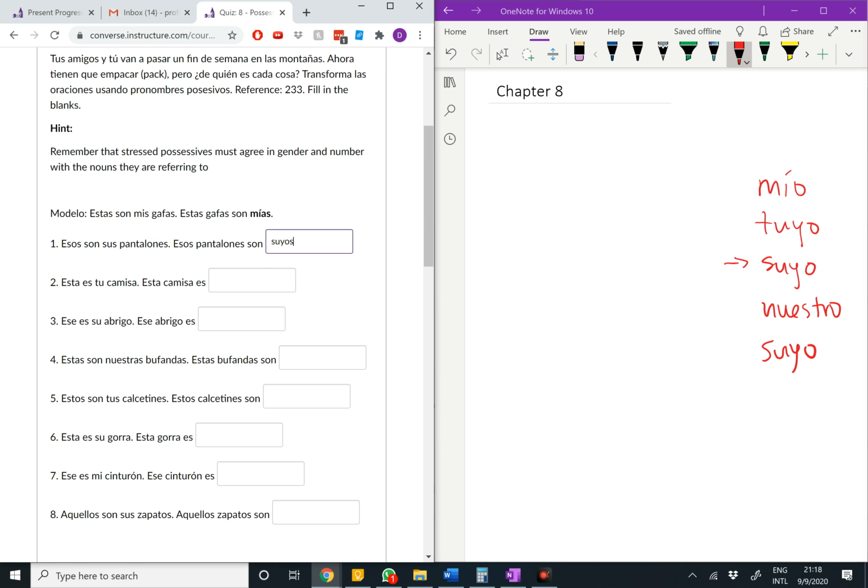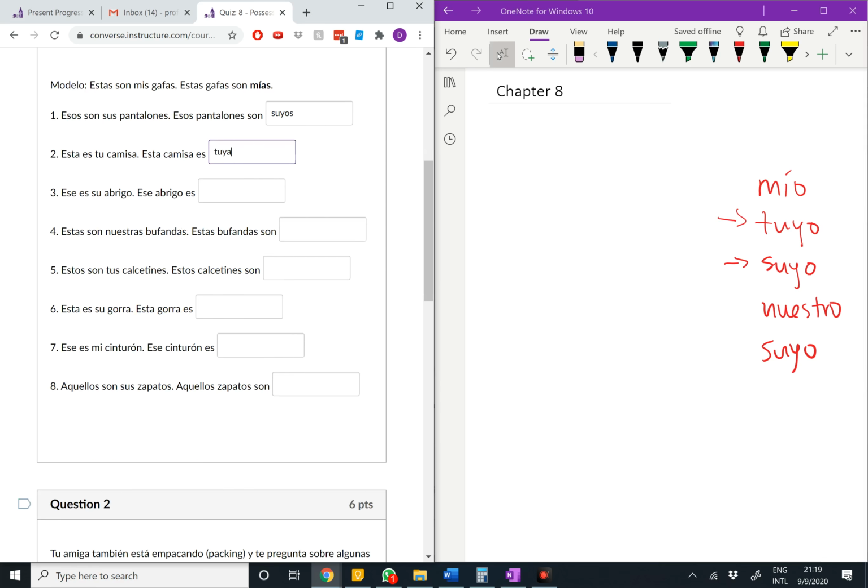Number 2. Esta es tu camisa. Esta camisa es. So we're going to find the tu. We know your sweater is going to go with tuyo. Now the noun, is it masculine or feminine? Feminine. Singular or plural? Singular, so tuya, and so on.